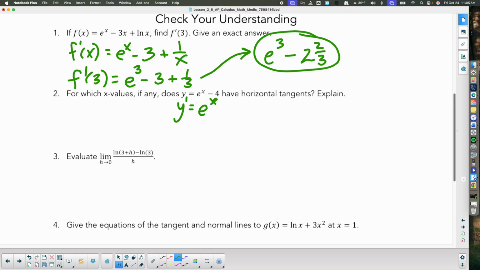Now, was the horizontal tangent line the part that kind of threw you off a little bit? Okay. Horizontal means slope of 0. So it's asking us, where does this original function have a slope of 0? And if we're trying to figure out where the slope equals 0, we set e to the x equal to 0.